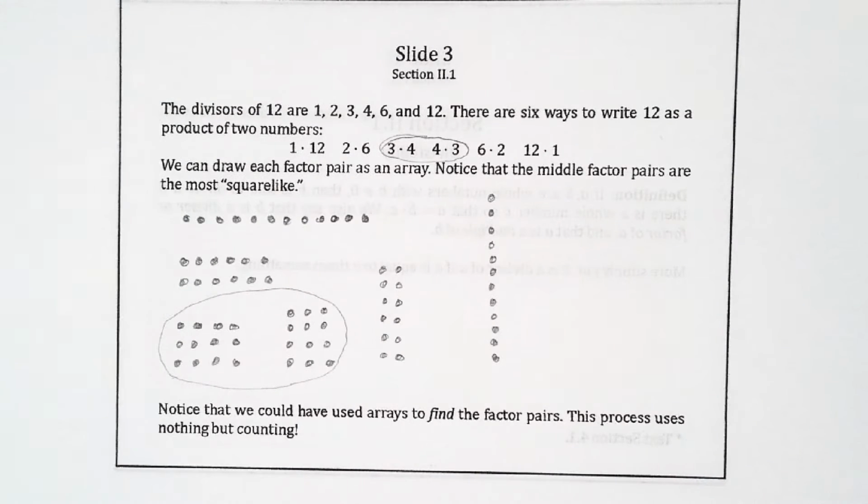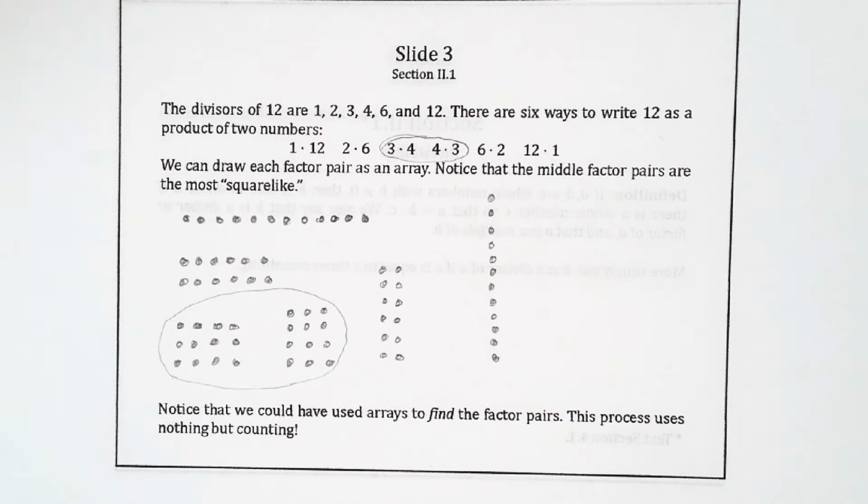Now, notice, by the way, that we could have used arrays to find the factor pairs. So, for example, if you were working with a 5-year-old, let's say, who knew how to count, maybe up to 20, and they could count pretty well. If you tell them to try to line things up, they can do that. You could have had them find these factor pairs by telling them, okay, first count out 12 blocks or whatever, and then try to make rectangles out of the blocks.